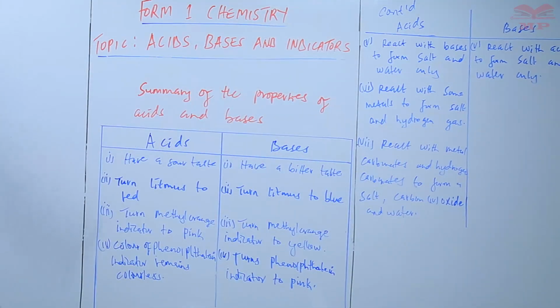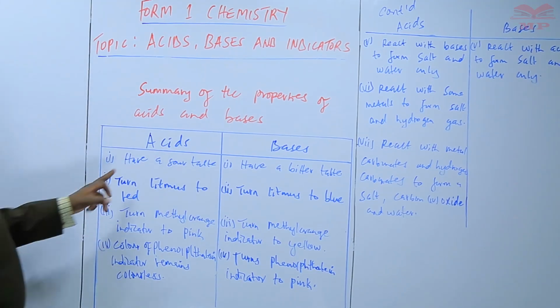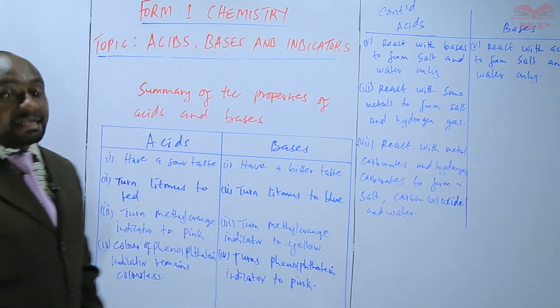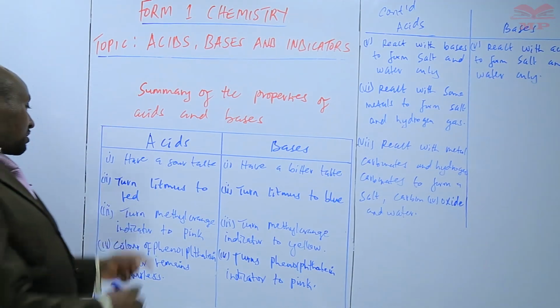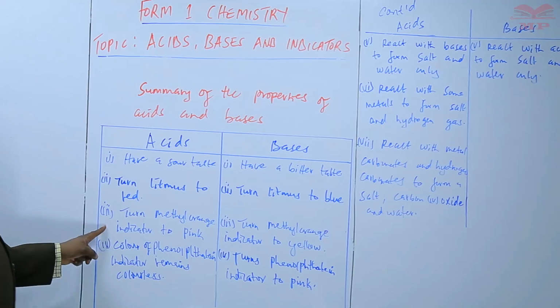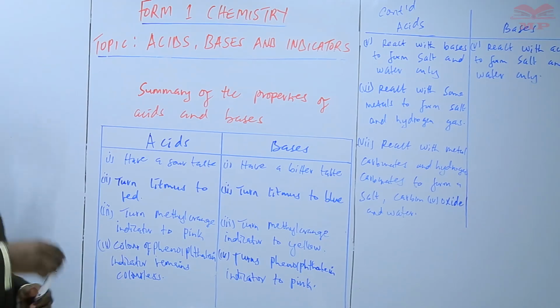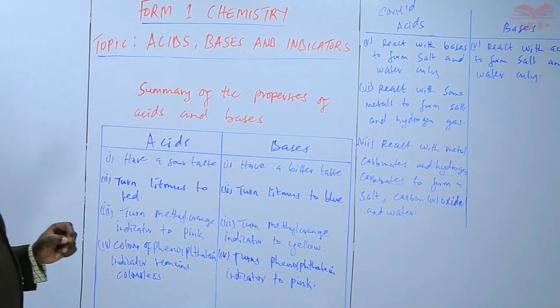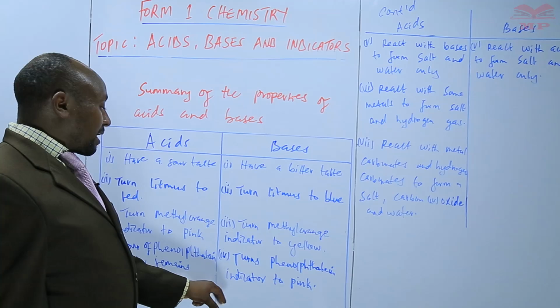So basically we have a summary of the properties of acids and bases. The first property, we've seen that acids have a sour taste, bases have a bitter taste, though we say they should not be tasted. Two, acids turn litmus to red. Remember, litmus is purple in neutral conditions, but it turns red in acidic conditions. Bases turn litmus to blue. And then number 3, methyl orange indicator. In acids, it turns to pink, while in bases, it turns to yellow. Phenolphthalein remains colorless in acids. In bases, it turns from colorless to pink.